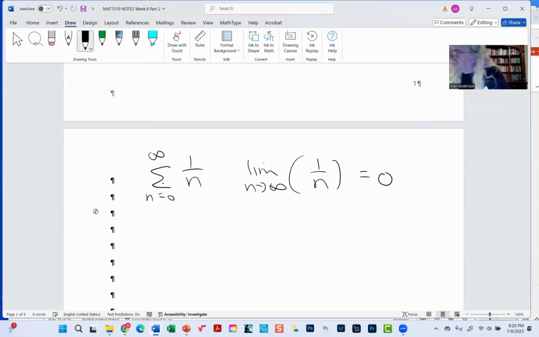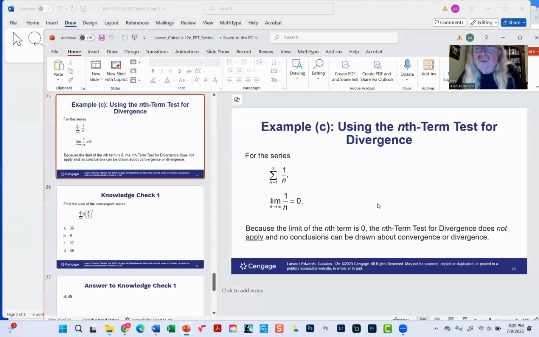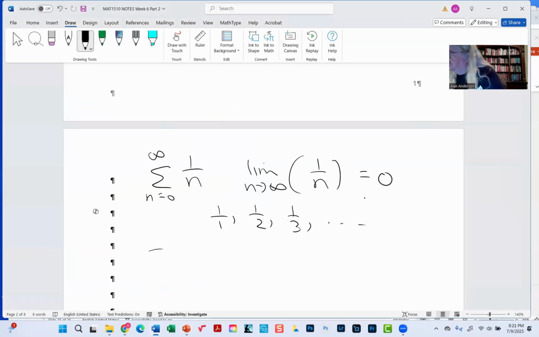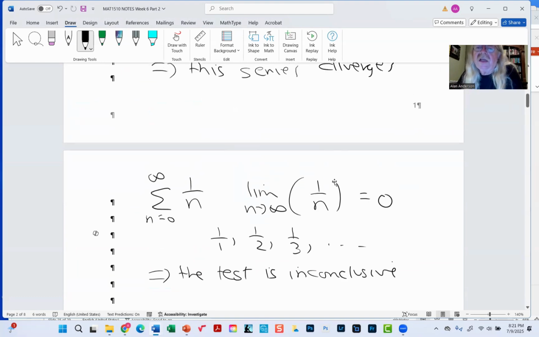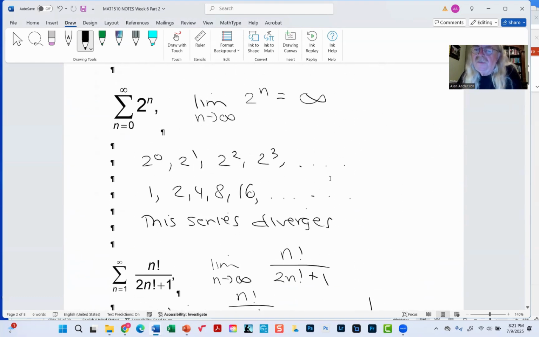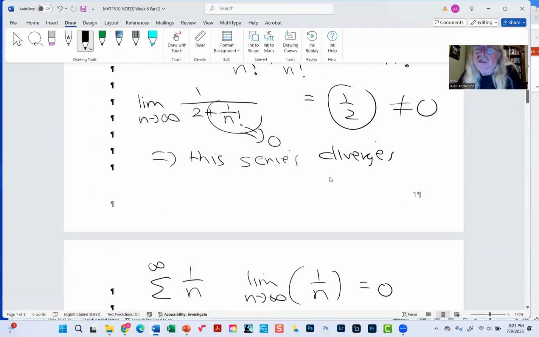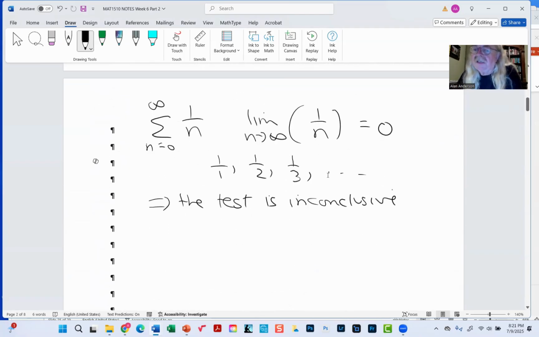So here the terms are going to be 1 over 1, 1 over 2, 1 over 3. And so this particular test, when the limit is 0, this test is inconclusive. The test that we're applying here can't really be used to prove that the series is convergent. All we can do is either show that the series is divergent, or else show that the test is inconclusive and we have to try something else.